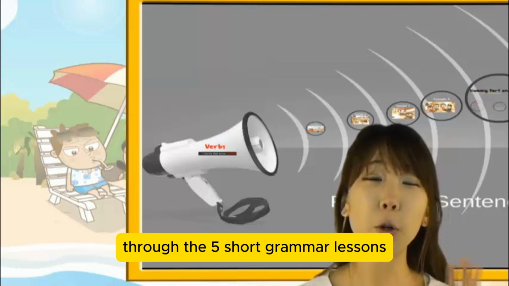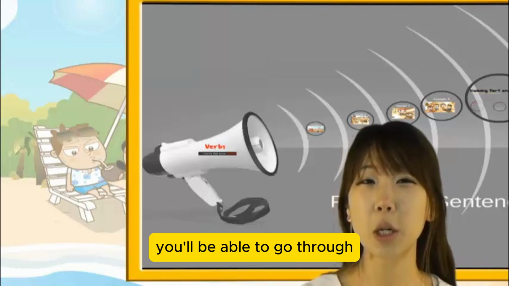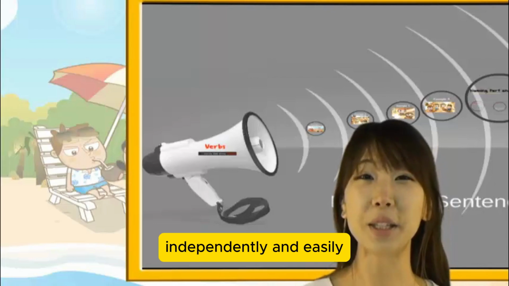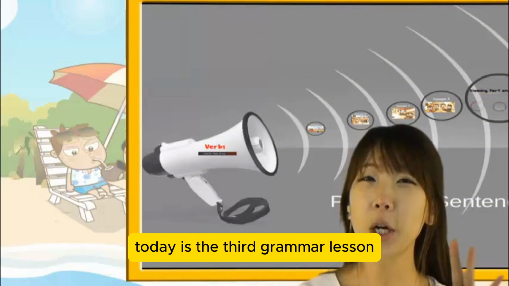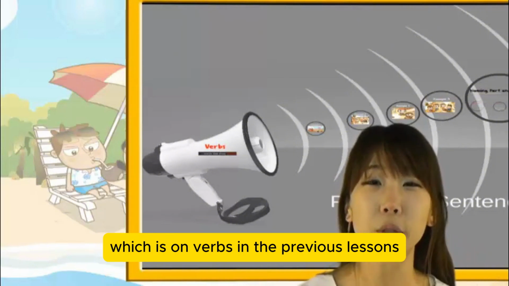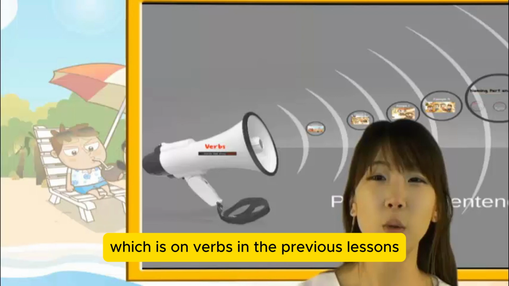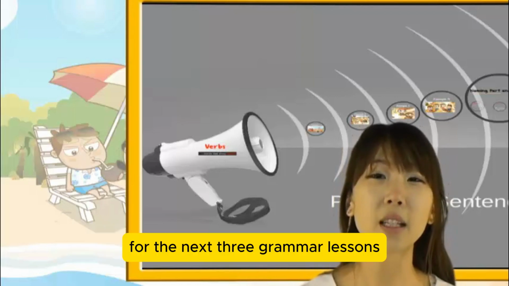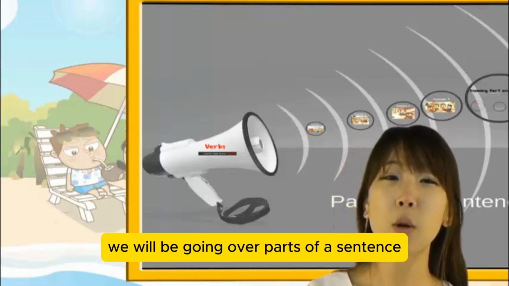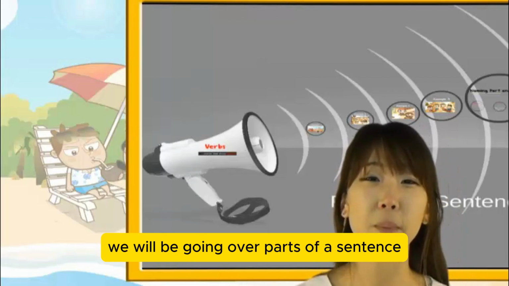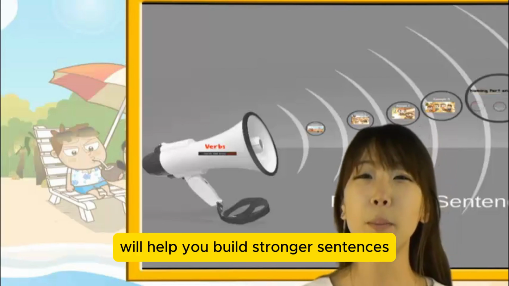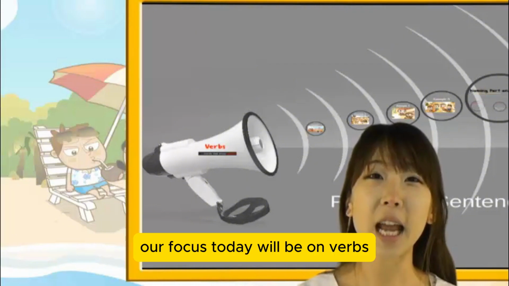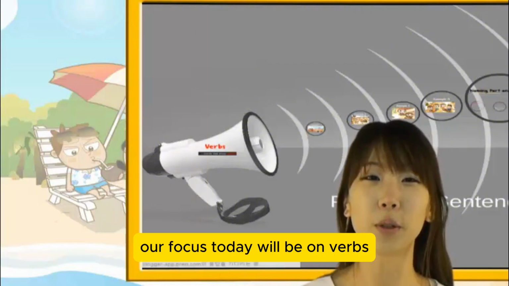Through the 5 short grammar lessons, you will be able to go through the writing section of your workbooks independently and easily. Today is the 3rd grammar lesson, which is on verbs. In the previous lessons, we went over making complete sentences and nouns. For the next 3 grammar lessons, we will be going over parts of a sentence. Knowing these parts will help you build stronger sentences. So let's get started. Our focus today will be on verbs.